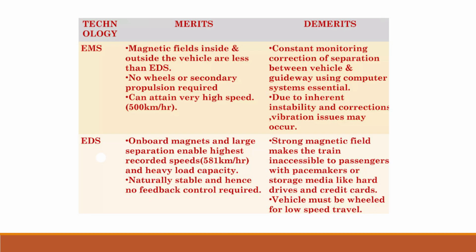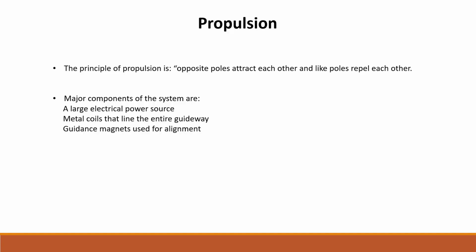And there are the merits and the demerits of EMS and EDS. And I think the EMS is most suitable for people to use because the magnetic field in it is very low. But the magnetic field in EDS is too strong for people to be exposed to. And let's come to the propulsion.